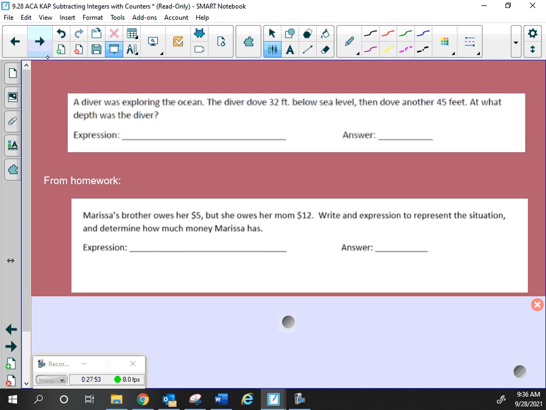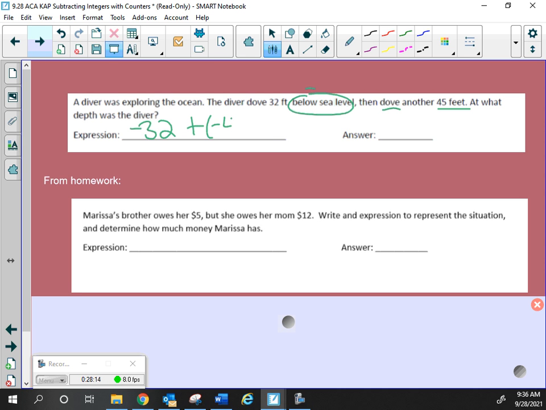Below sea level. In class, that means what kind of number? Negative. So that's going to be a -32. That's where I'm starting. And then you can write this in 2 ways. If they then dove another 45 feet, what's one way I could represent that? Carolyn?